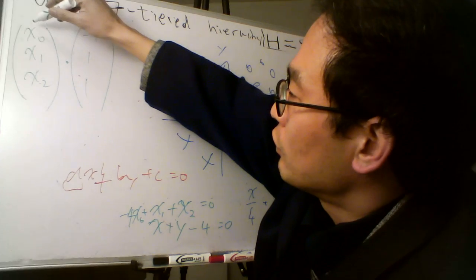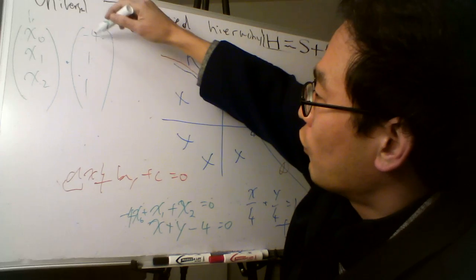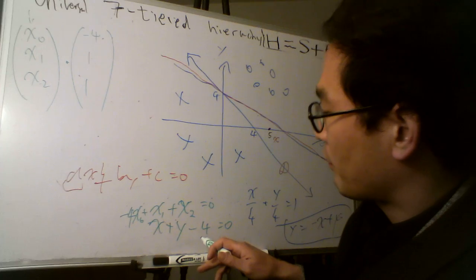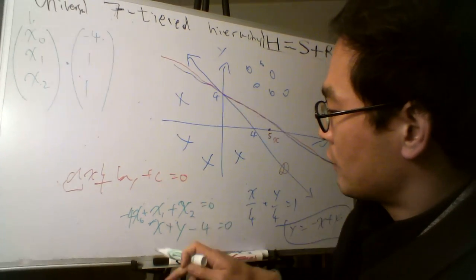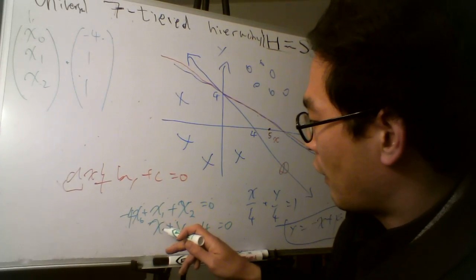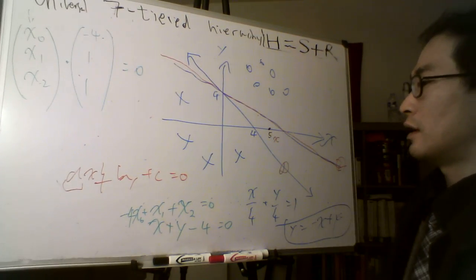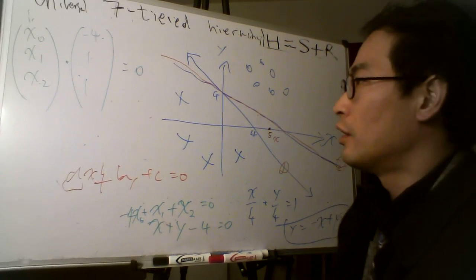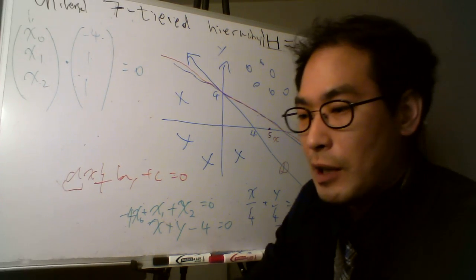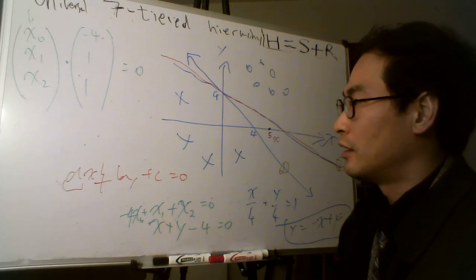So x0 is equal to 1. It's always 1, for convenience's sake. Minus 4 times x0, which is 1, is equal to minus 4. x1 is x, x2 is y. So that's equal to 0. Now, the neural network is recursive, iterative, a repetitive algorithm.